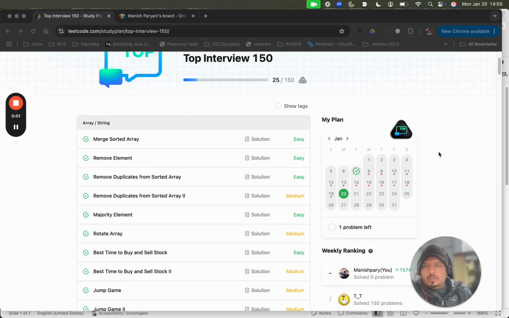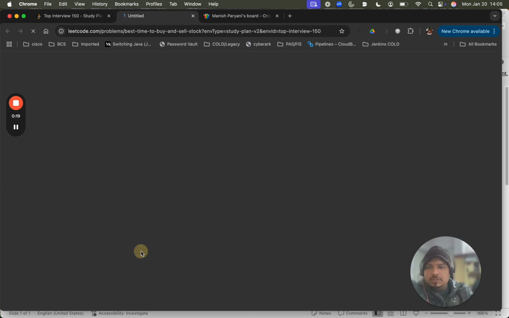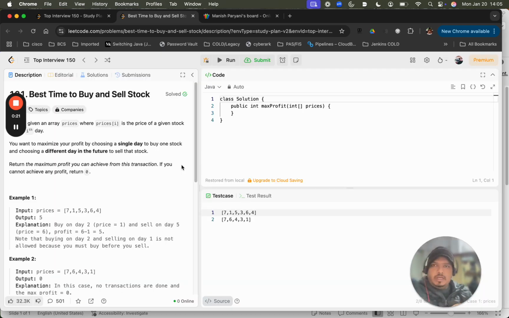Hey everyone, so today we are going to see this seventh problem, best time to buy and sell stock. As you know, we are solving this top interview 150 LeetCode questions, and so far we have solved six questions, and today we are going to see this seventh question. So let's first read this question and try to understand what they are asking.